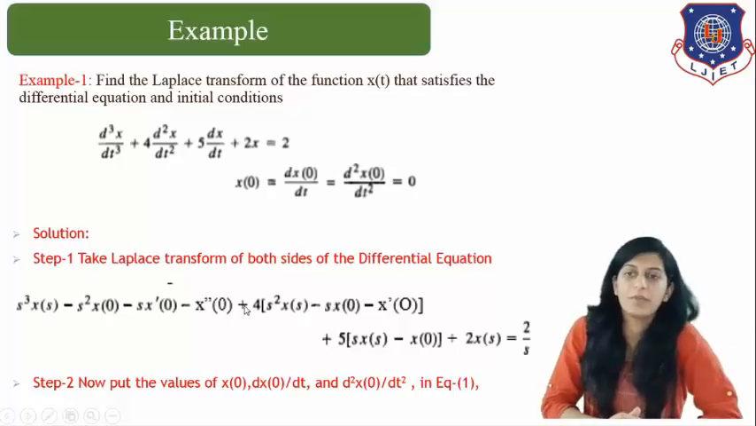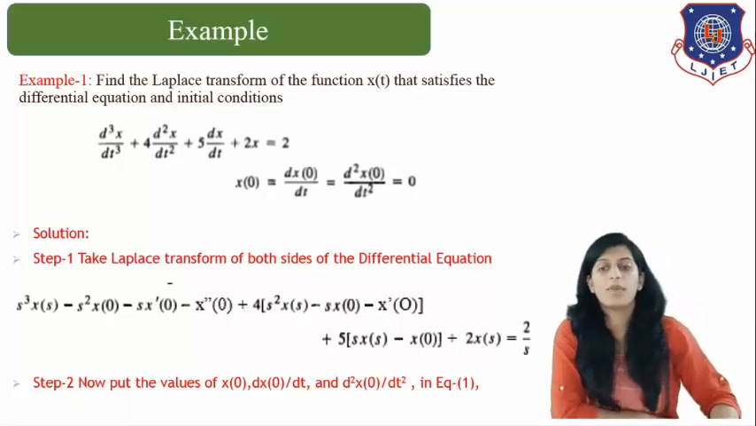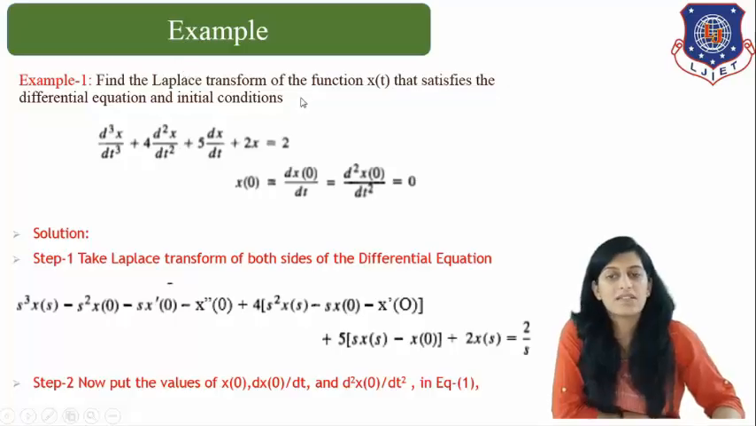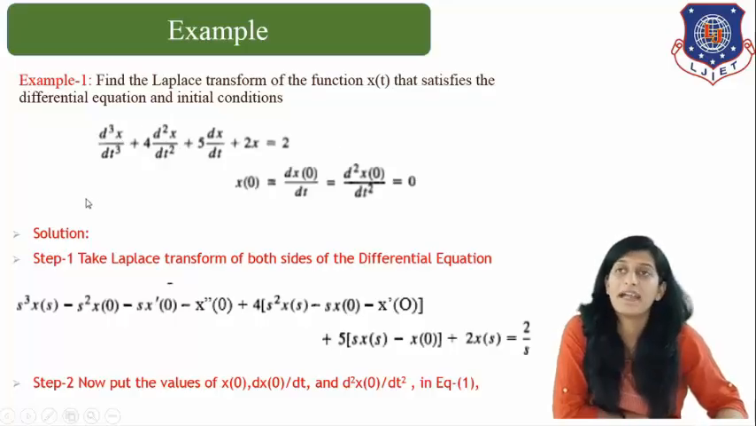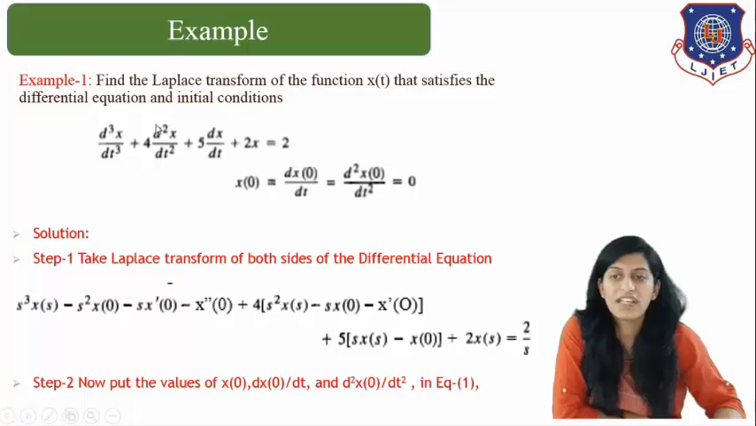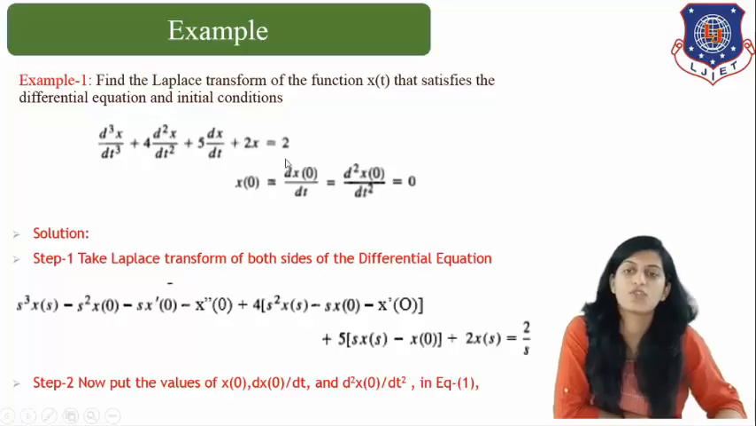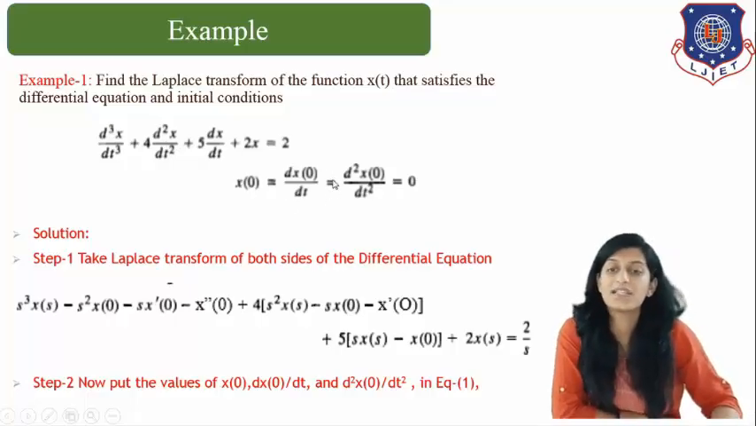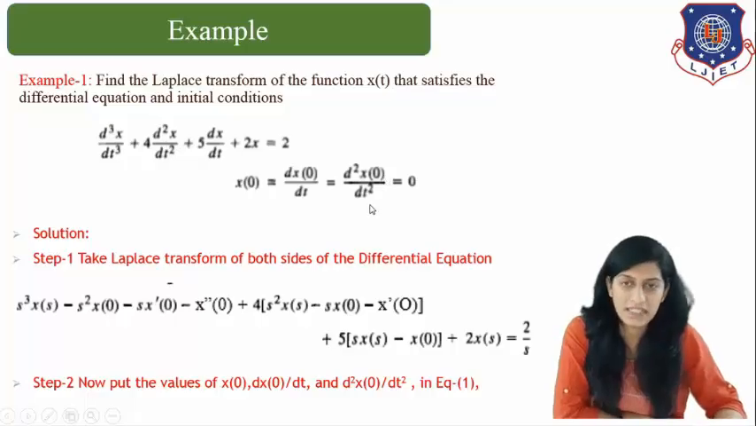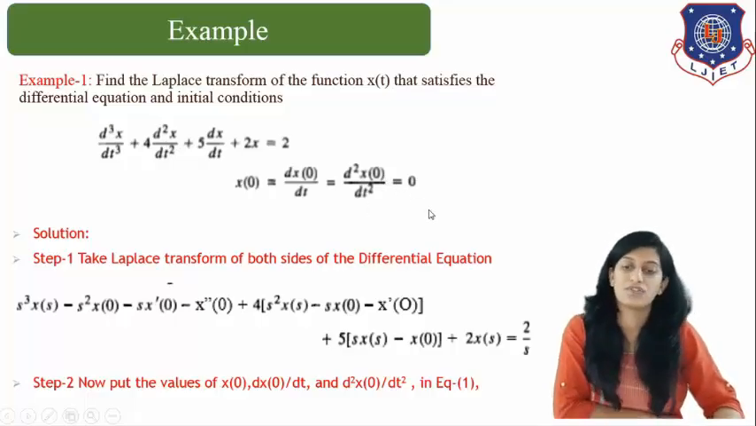Let's solve one example based on that. The given problem is find the Laplace transform of function x(t) that satisfies differential equation and initial condition. So this is the given differential equation: d cube x upon dt cube plus 4 d square x upon dt square plus 5 dx by dt plus 2x equals to 2. And initial conditions are given as x(0) equals dx(0) by dt, which equals d square x(0) upon dt square. Again it is equal to 0.